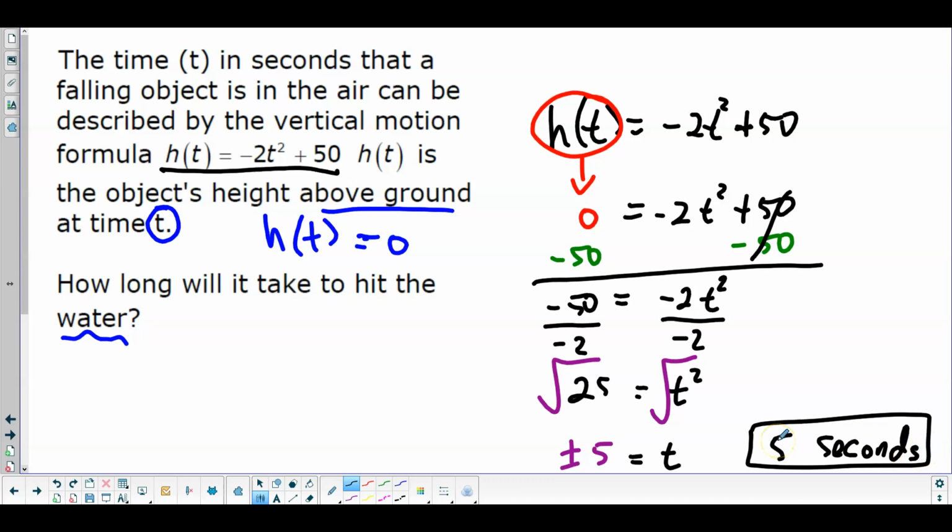Hopefully that helps. When you see the rest of these in the homework, just know that you're always going to take your function, if it's h for height, make that a 0, and then you're solving for t, just like we did here.